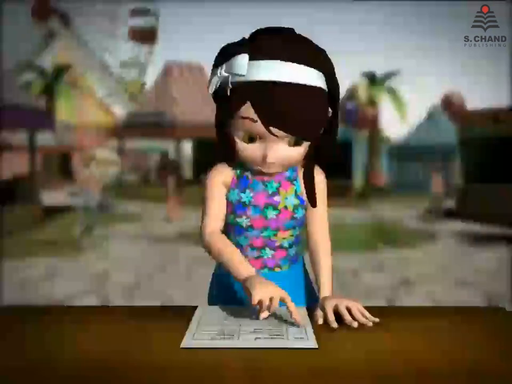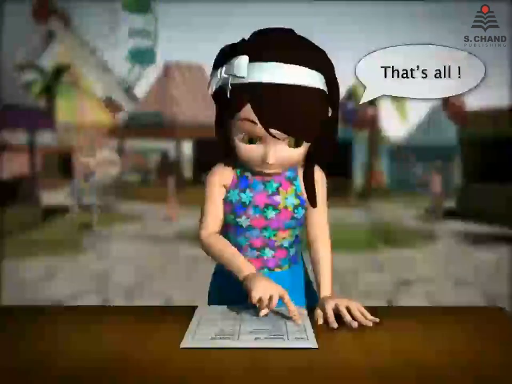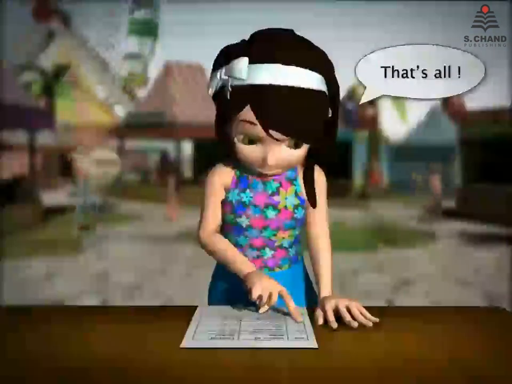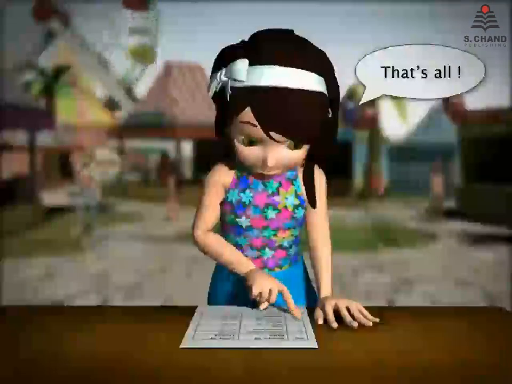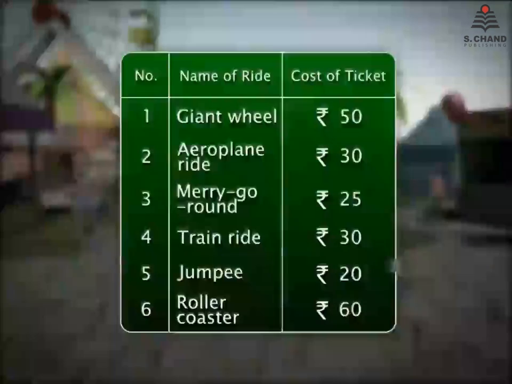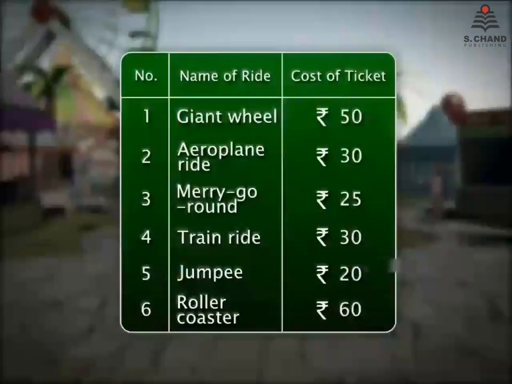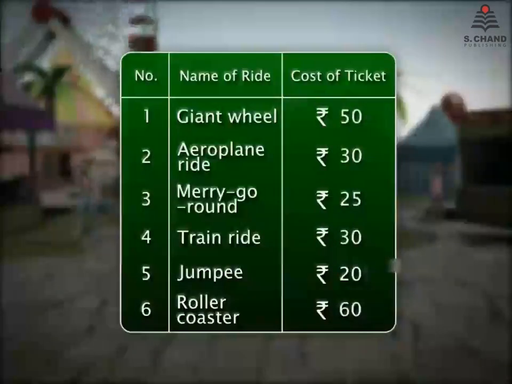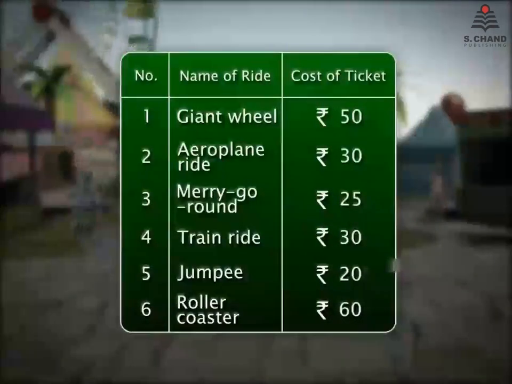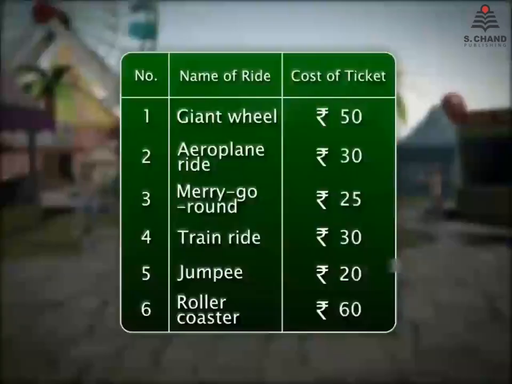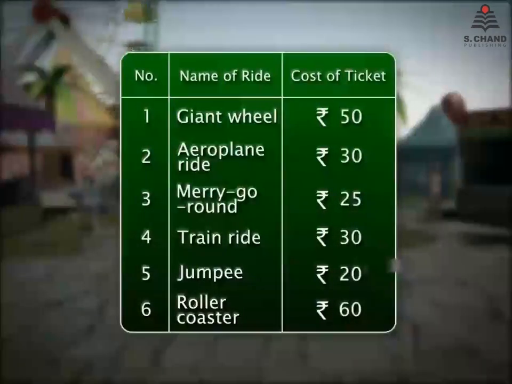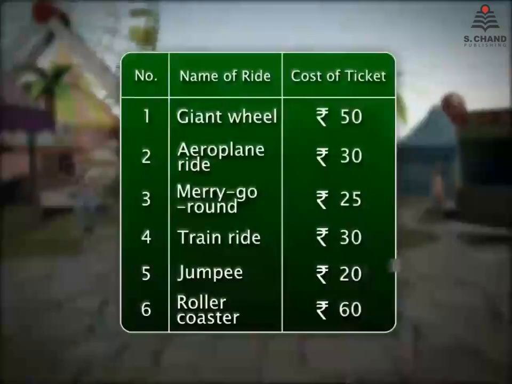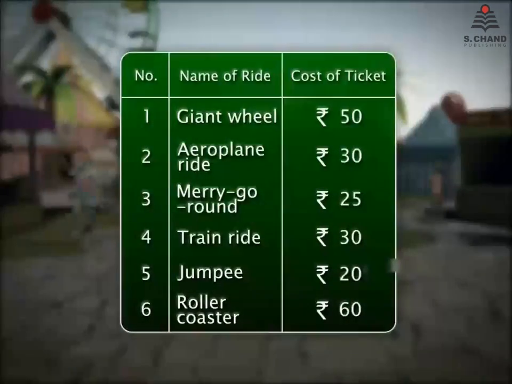Okay, so we have seen all the rides in the carnival. Now, let us look at the table we made. This table shows information about the rides in the carnival. It shows the names of the rides and the costs of their tickets. All kinds of information is called data. So, this table can also be called a data table.